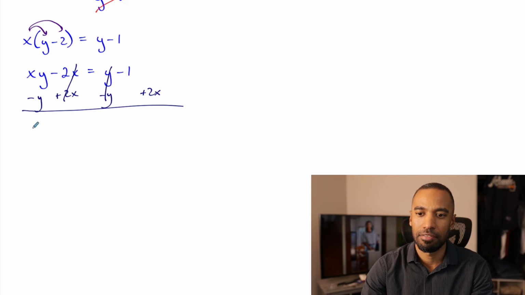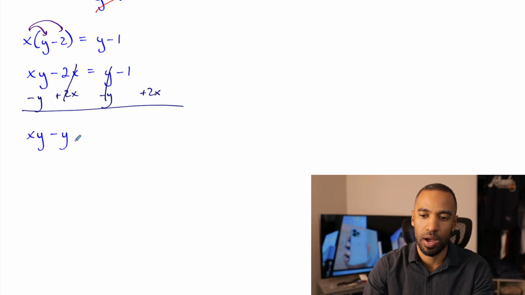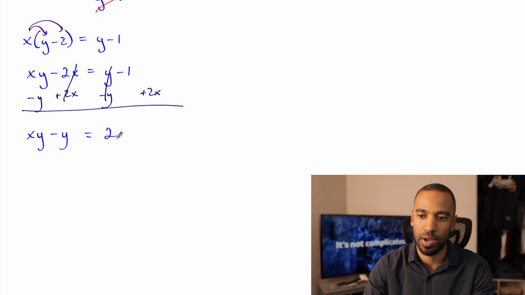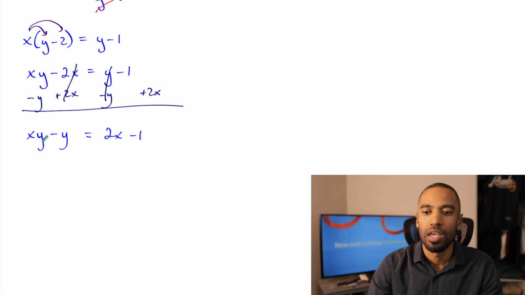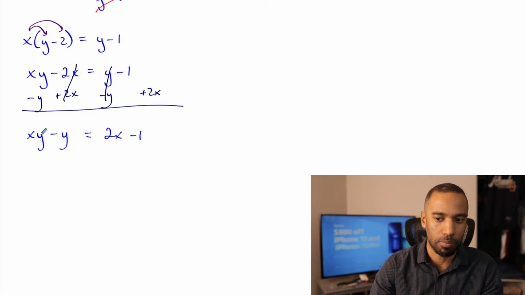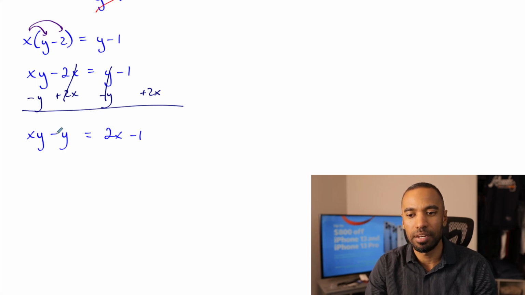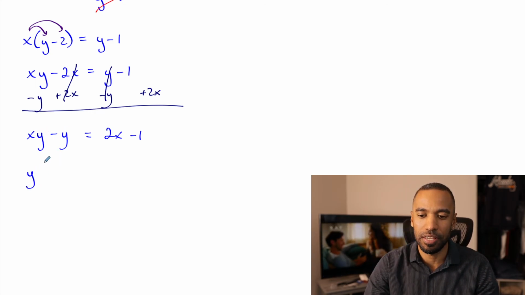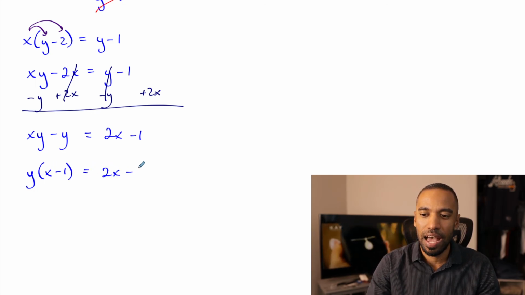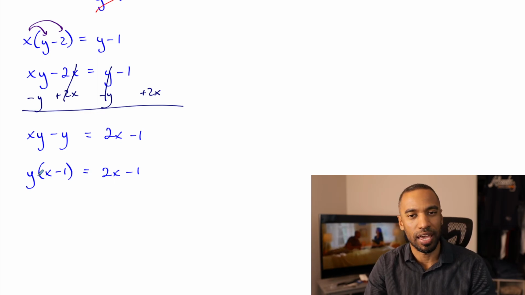Now, here I have xy minus y on this side. And on this side, I have 2x minus 1. So why does this help me? Because y is now a common factor in both terms. And if I factor y out of here, I get x minus 1. And now x minus 1 is what's multiplying with y.